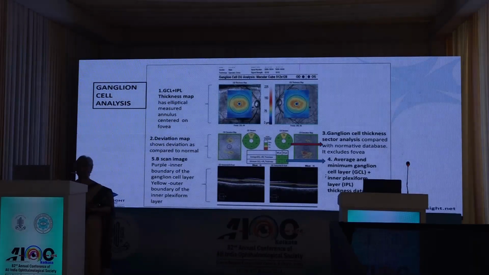Now the ganglion cell thickness is extremely important. Just have a look at the 2 yellow things. Now they're all yellow all around. Now this has an elliptical measurement annulus centered right on the fovea. The fovea is not taken into consideration. It's the area all around.